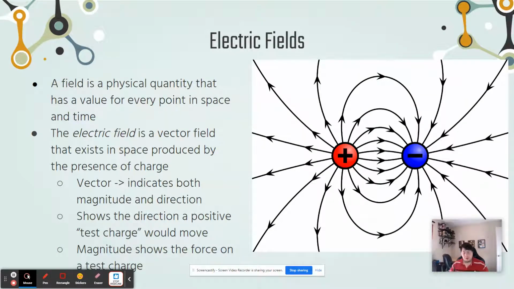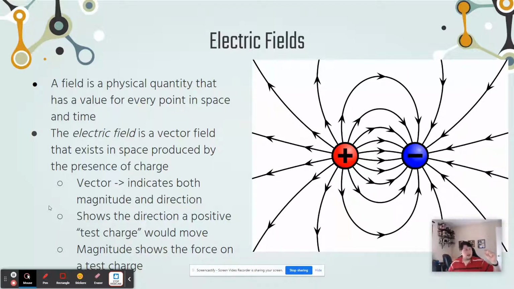So we talked last time about electrical forces. Forces describe, literally, a push or pull between two charged objects. But electrical fields help us consider what's the effect of just a single charged object on a region of space. So what a field does is some quantity that has a value for every point in space and time. Forces, by the way, don't do this.